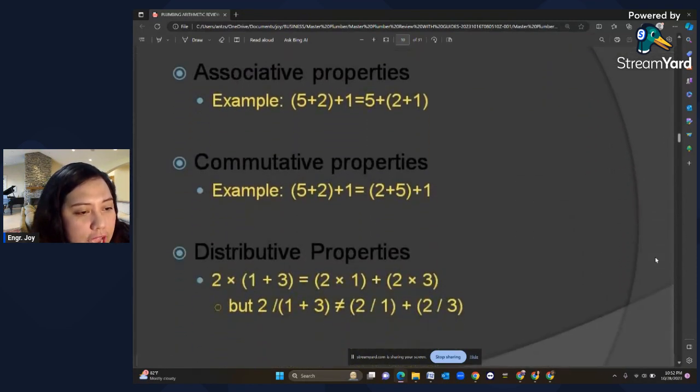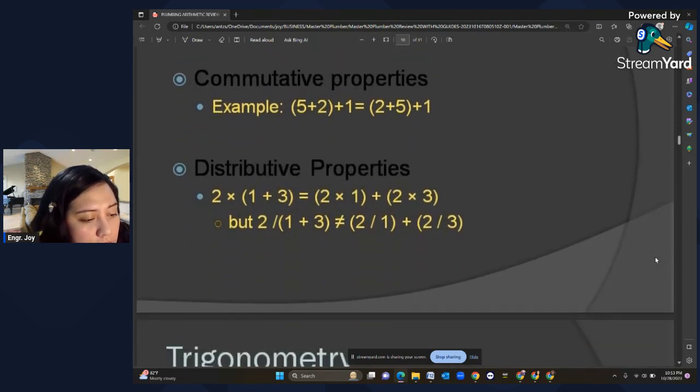Now, we have different kinds of the properties. Pagdating kasi sa dito, no? So, associative properties, example, 5 plus 2 plus 1 is also equal to 5 plus the quantity of 2 plus 1. Ang commutative properties, nagiging 5 plus 1, 5 plus 2, the quantity of 5 plus 2 plus 1 is also equal to 2 plus 5 and the quantity of 2 plus 5 plus 1. So, parehas lang naman sila.